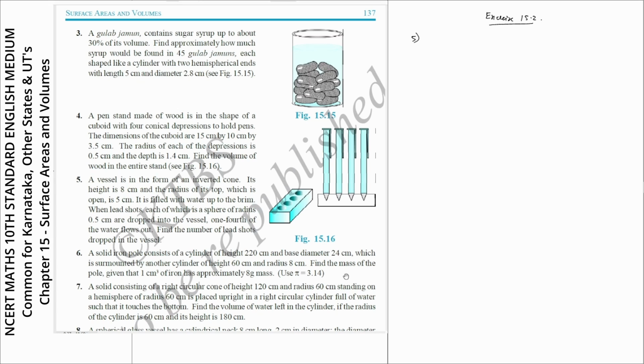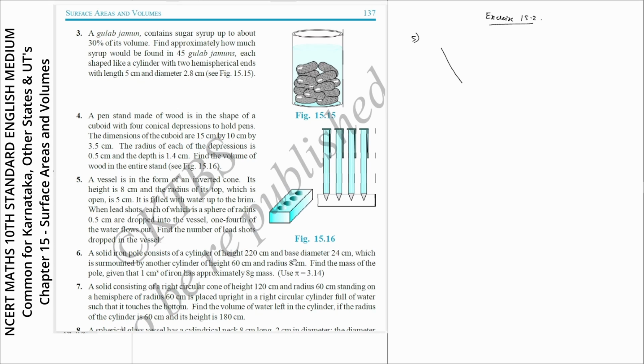Exercise 15.2, question number 5. A vessel is in the form of an inverted cone. Its height is 8 centimeter and the radius of its top, which is open, is 5 centimeter. It is filled with water up to the brim. When lead shots, each of which is a sphere of radius 0.5 centimeter, are dropped into the vessel, 1/4 of the water flows out. Find the number of lead shots.